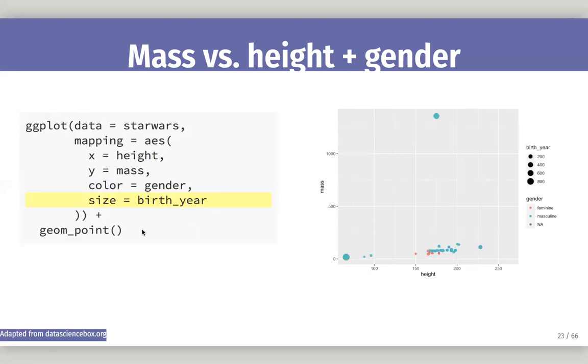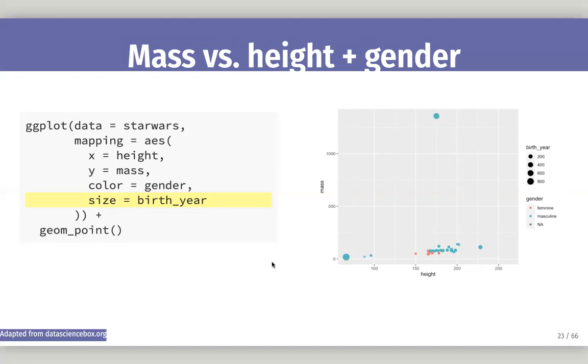You can add multiple of these. For example, here I've still colored by gender, but I have another aesthetic, size. And so what does the size indicate here? Someone said birth year, yeah. So the size indicates the birth year, which is another variable in my data set.